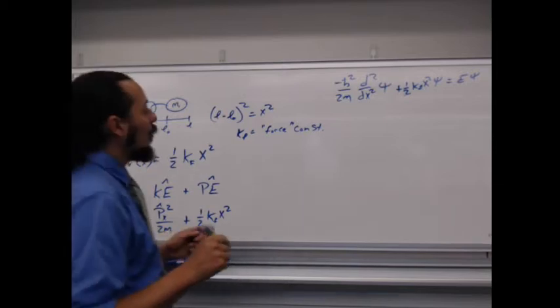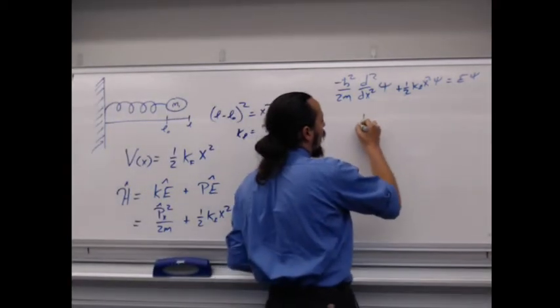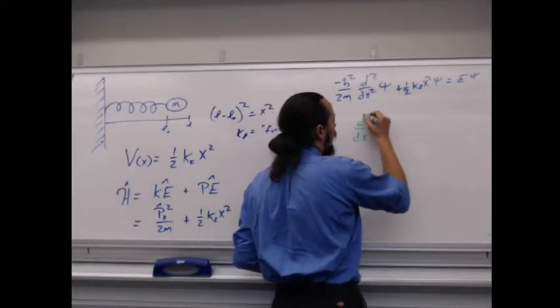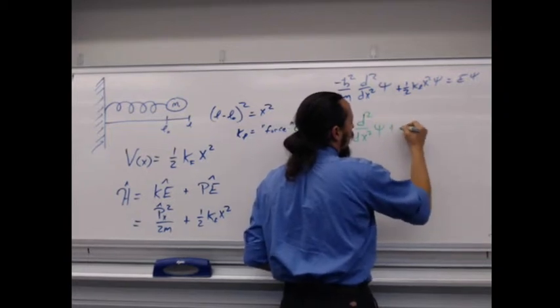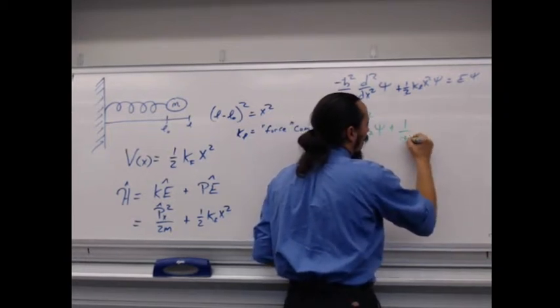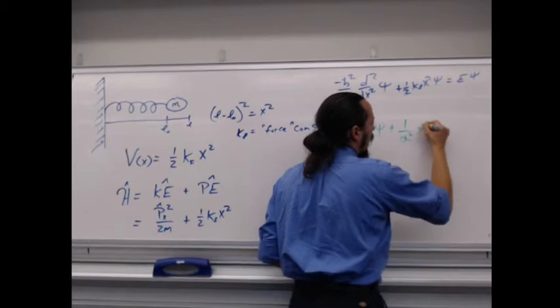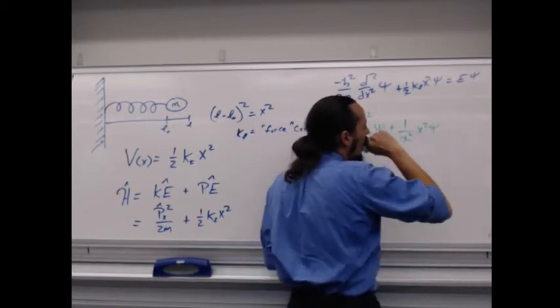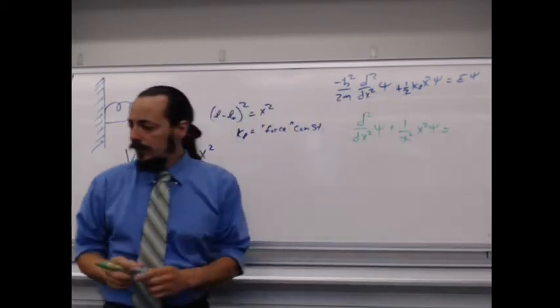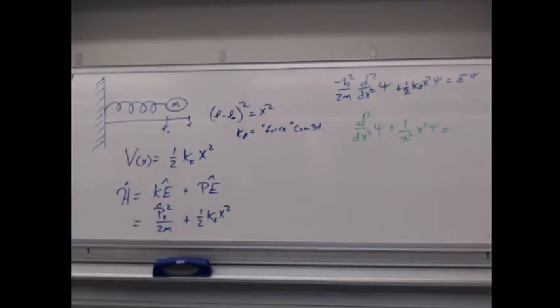The way your book rewrites this is d by dx squared psi plus 1 over alpha squared x squared psi equals E psi.